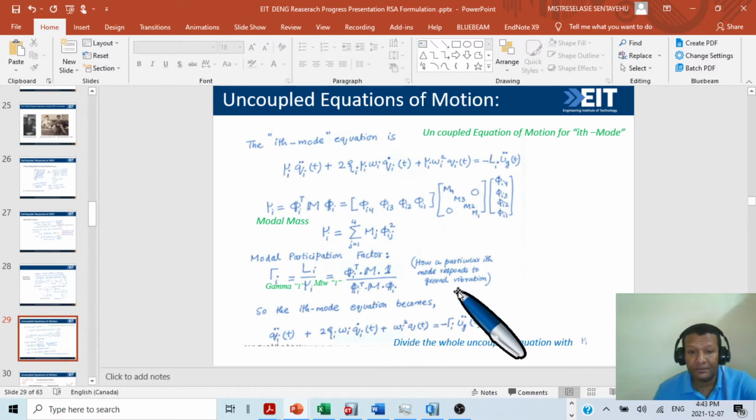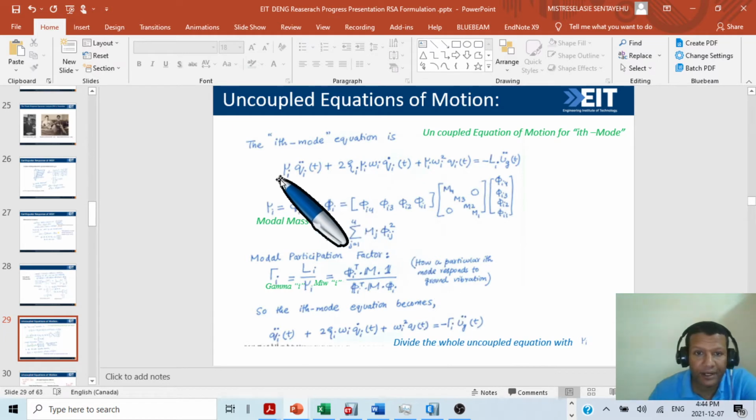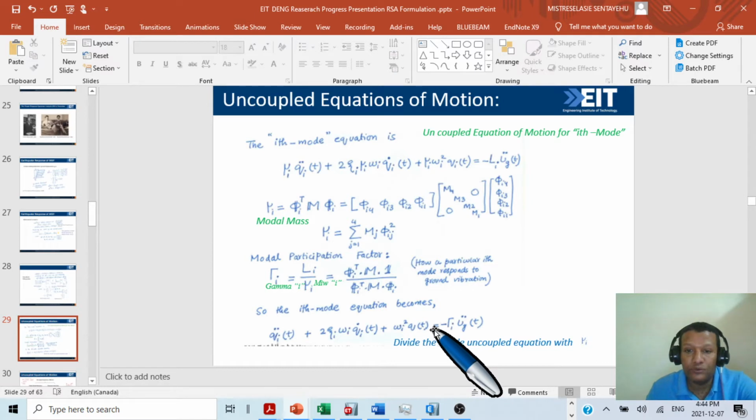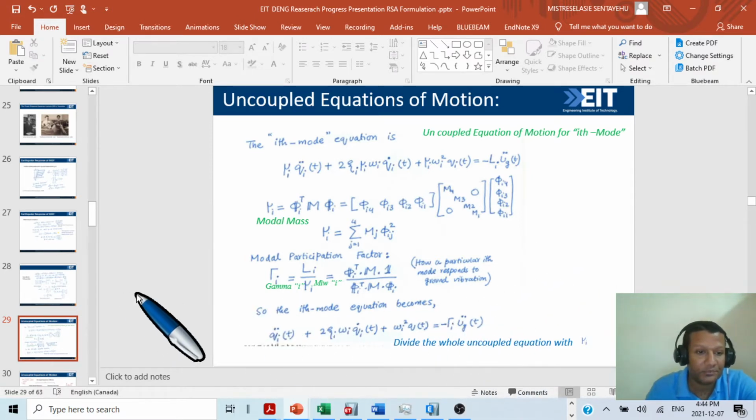So the I'th mode equation becomes, if we divide by mu I here, all by mu I, then we will find q double dot plus 2 xi omega q dot plus omega square q is equal to minus, as you can see here, L over mu I, which is this modal participation factor, times ug double dot of t. We divide the whole uncoupled equation by mu, and this is the final equation we have. So we have the modal participation factor.